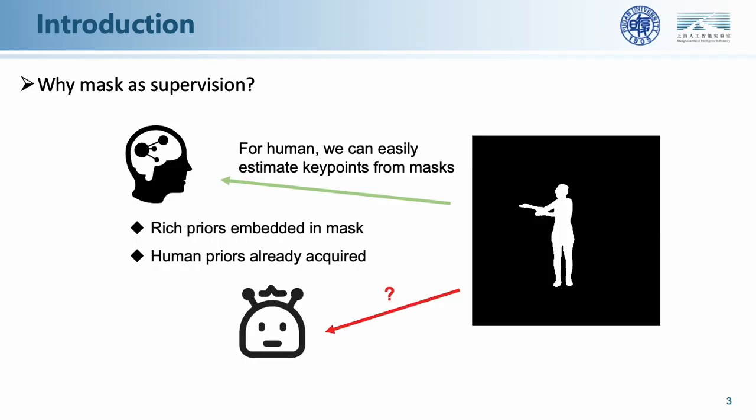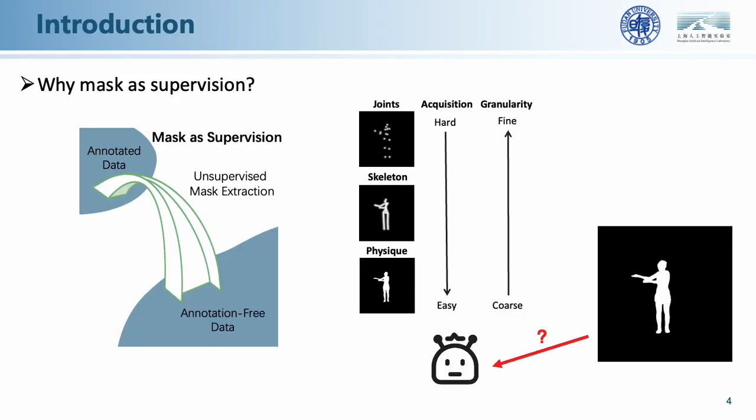The next question is, why mask as supervision? Two conditions must be met for masks to be effective as supervision. The pose must be inferable from the mask, and there must be a method to extract this information. For humans, we can easily estimate key points from mask. It corresponds to rich priors embedded in mask, and we already acquire some human priors, including structure, shape, etc. Moreover, the mask is easier to acquire than pose annotation. Therefore, the remaining challenge is to enable machines to use masks effectively for supervision.